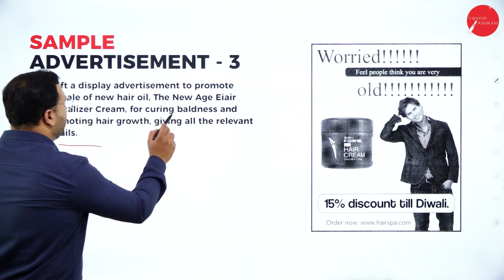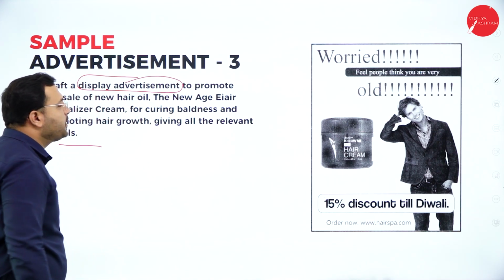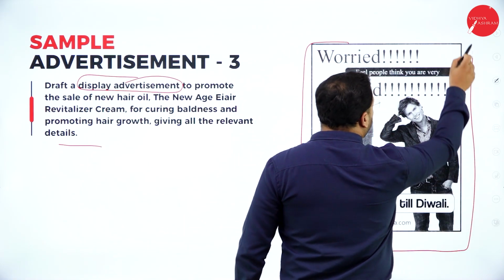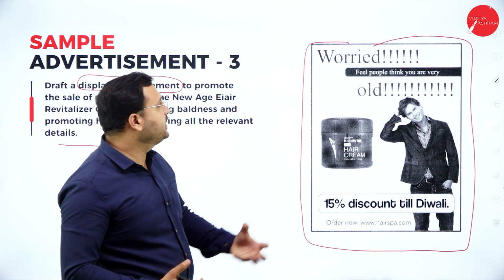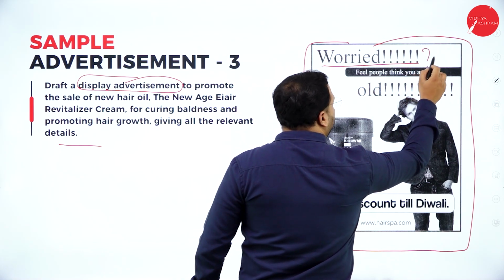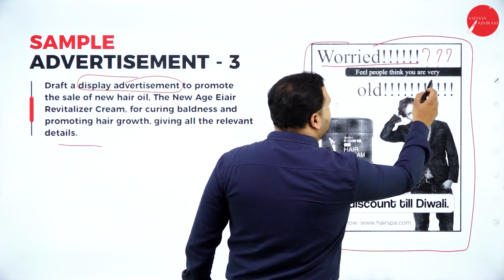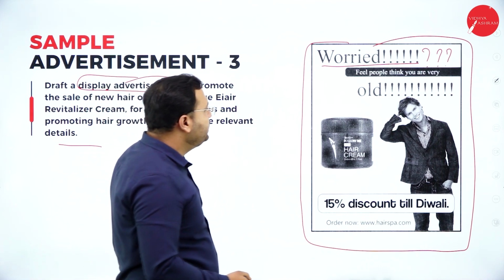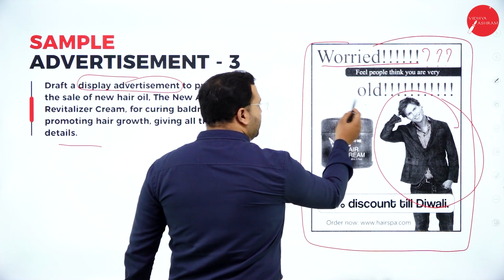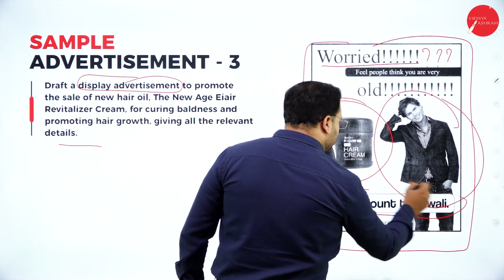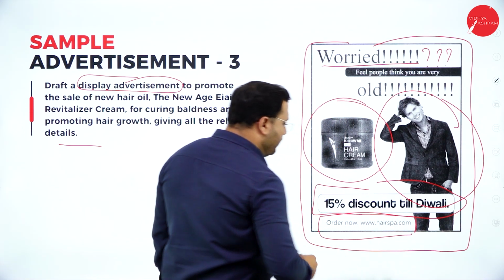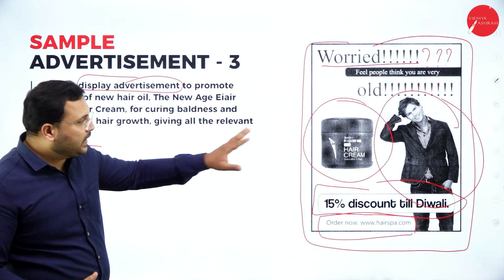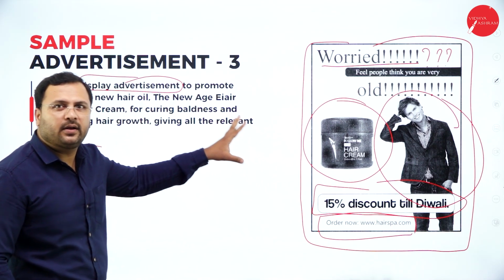So here you are asked to write a display advertisement to promote the product. So how are you going to do it? So it is also in the enclosed box. Then you attract the readers with words like this: worried? You can put a question mark. Feel people think you are very old? Are you feeling that people think you are very old? This is how you attract the readers. Then a picture of the product, the discount which is highlighted, and where to place the order. So this is how you create a visual advertisement, where looking at it, the readers can easily get to know what it is already speaking.